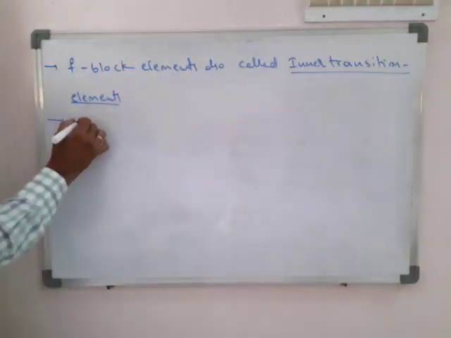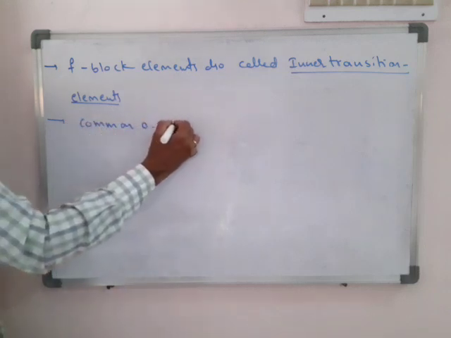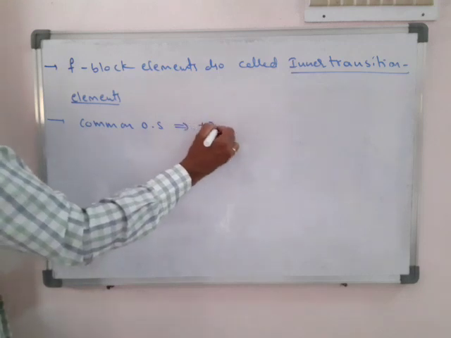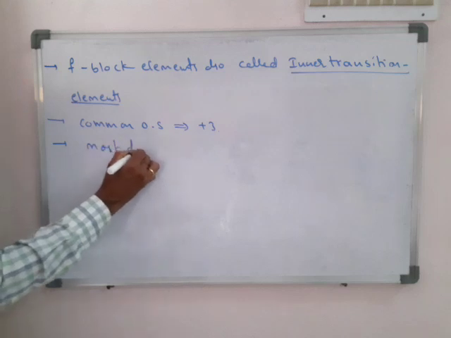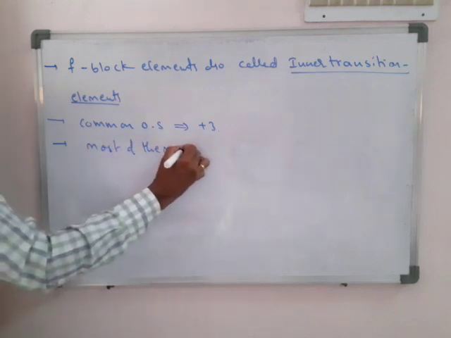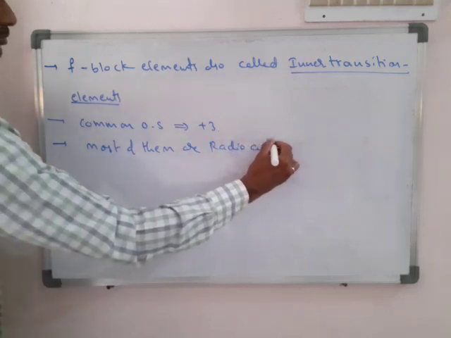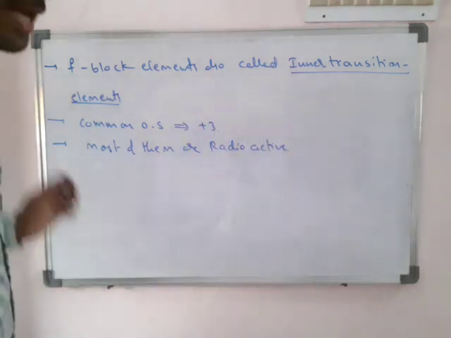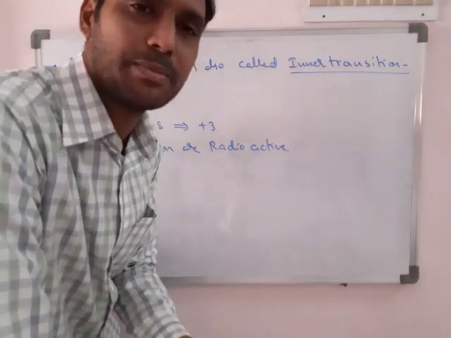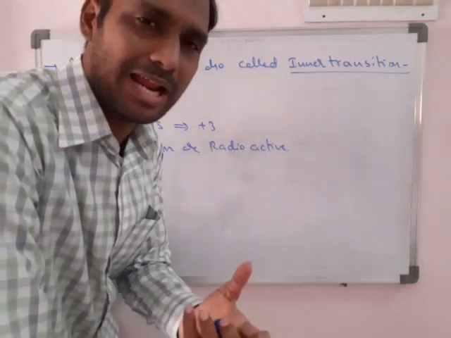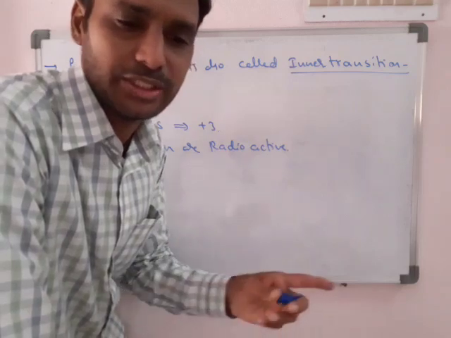If you write a common oxidation state, the common oxidation state of F block elements is +3. Most of them are radioactive. Except uranium, as we already said, they are synthetic elements. Synthetic elements are man-made elements. They are present in very small amounts in different laboratories.